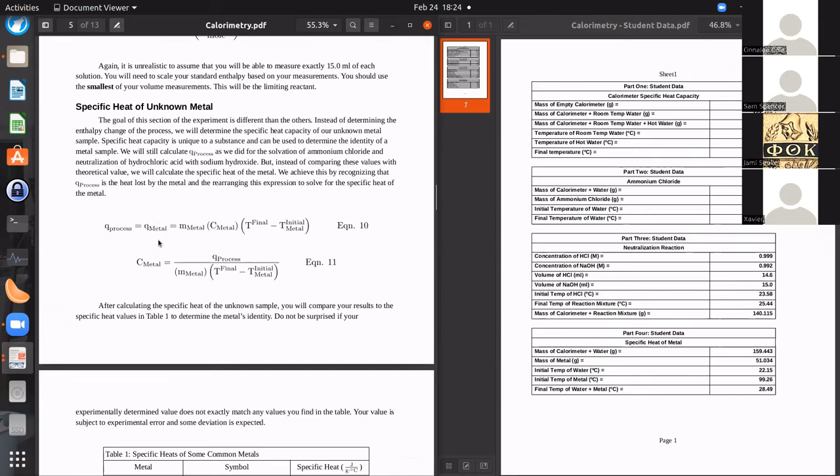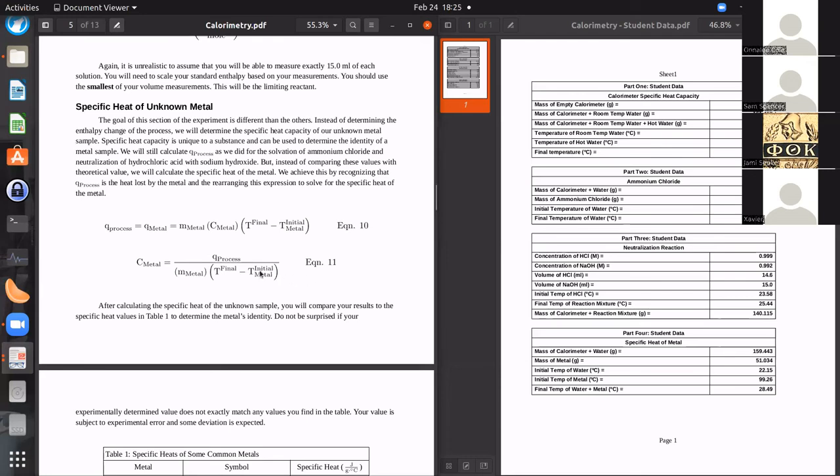And if it equals Q metal, even though we found it by a different means, that means that it also equals the mass of the metal times its specific heat times its change in temperature. And if that's true, and we know the final temperature of the metal, because it was the same as the final temperature of the water and metal, and we know the initial temperature of the metal, and we know the mass of the metal, then we can solve for the specific heat of the metal. We can take this Q process and solve for it right here.